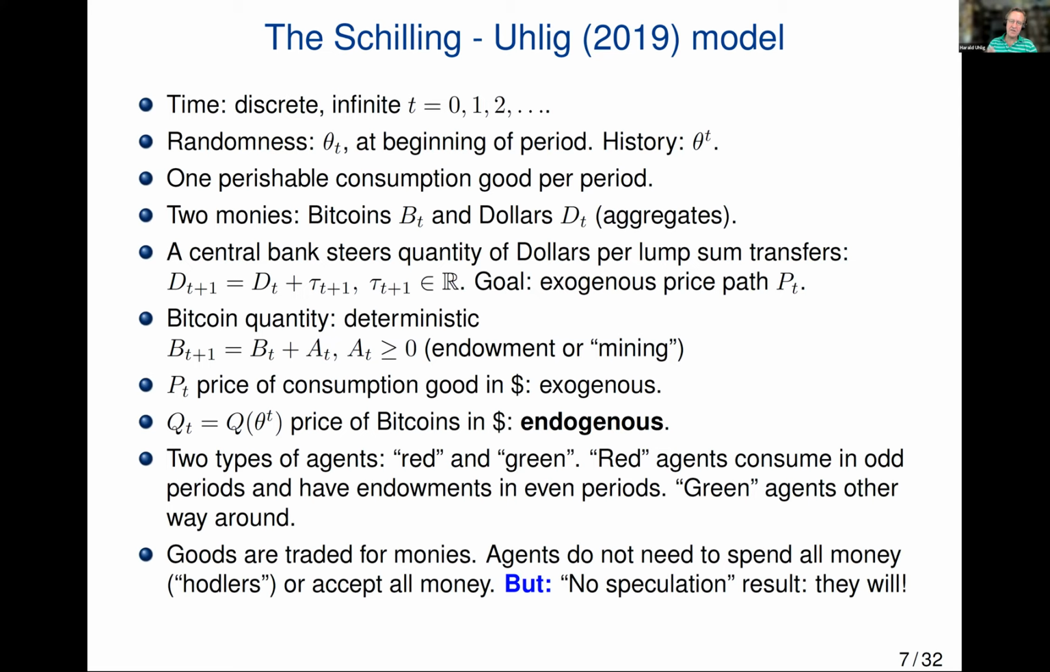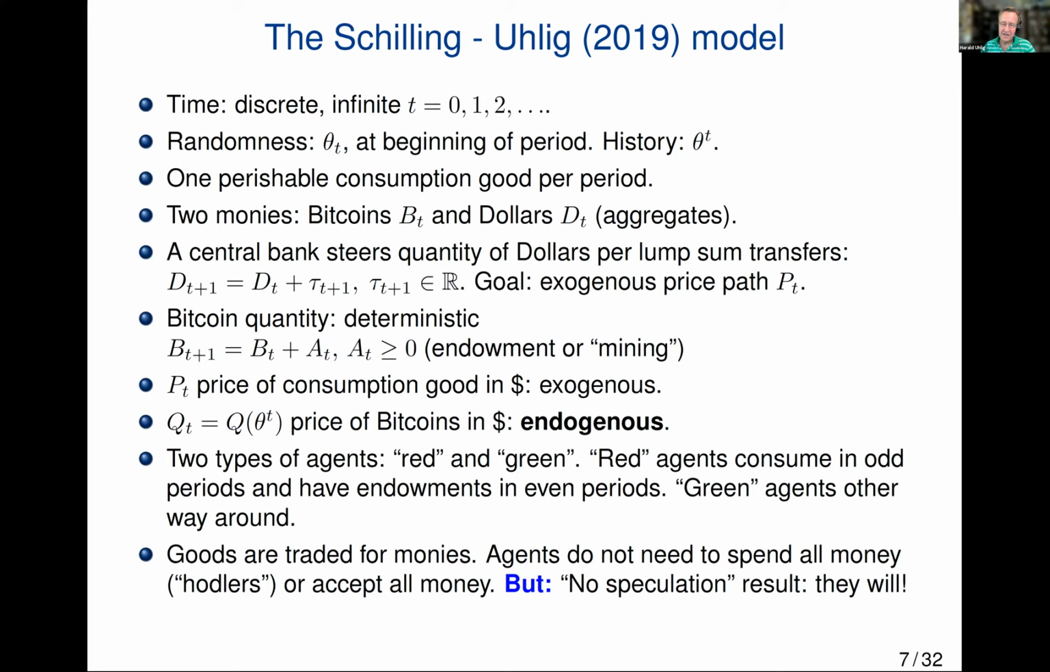Now, in contrast to an OLG model, maybe that's what I want to emphasize, the agents do not need to spend all their money. So they can be hodlers. And I think that's something that we wanted. We wanted agents to be able to speculate by just hanging on to the money for a couple of periods. And they don't have to accept our money either, right?